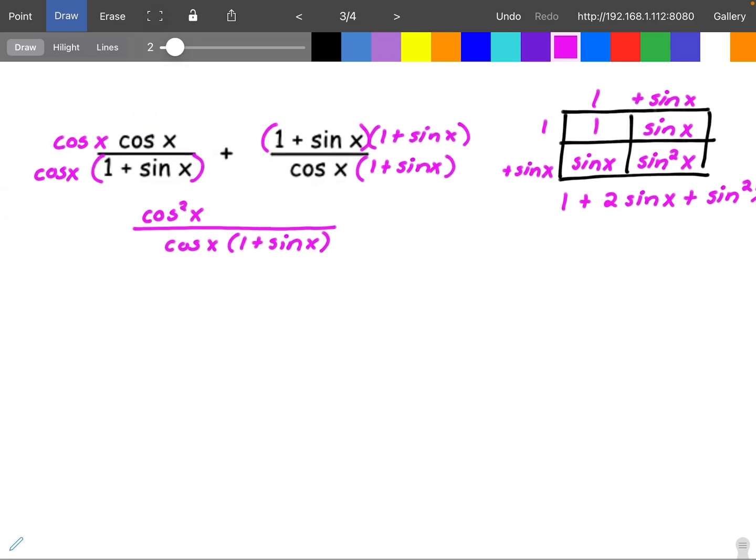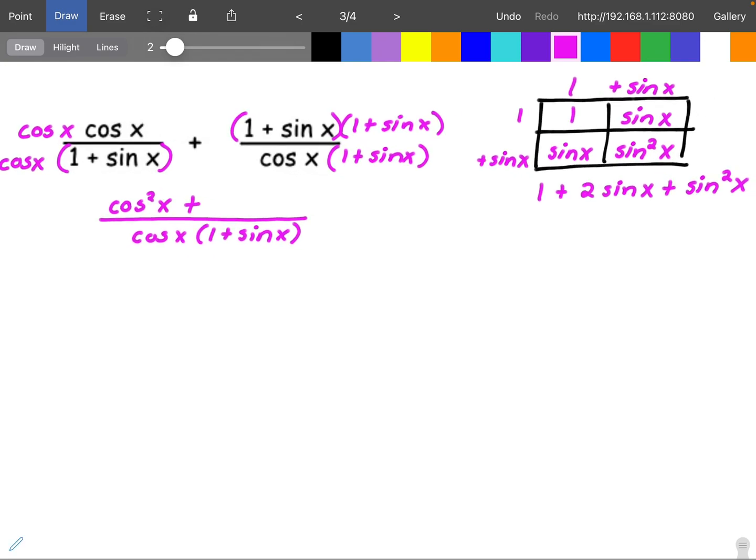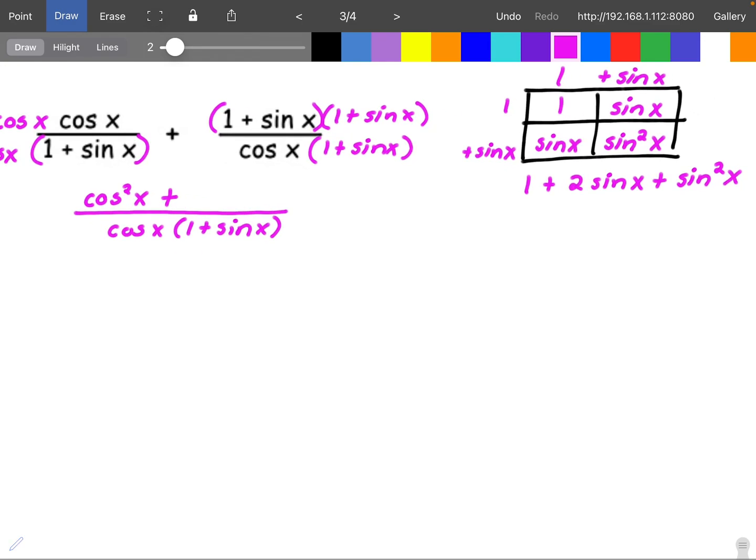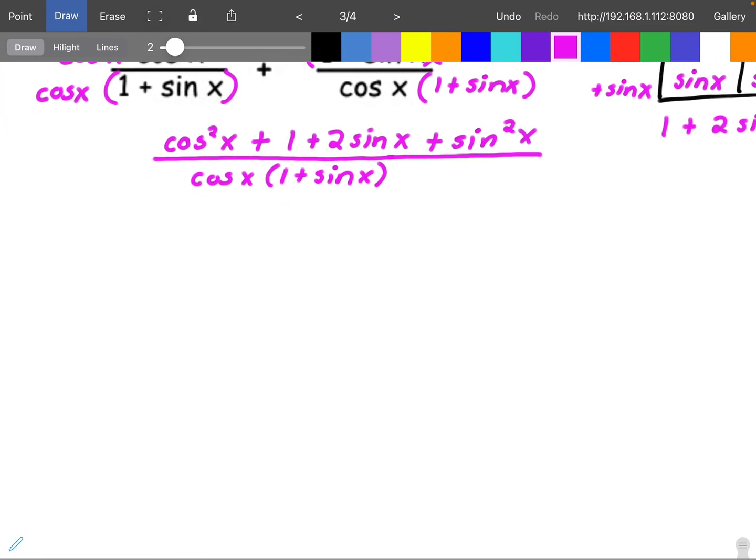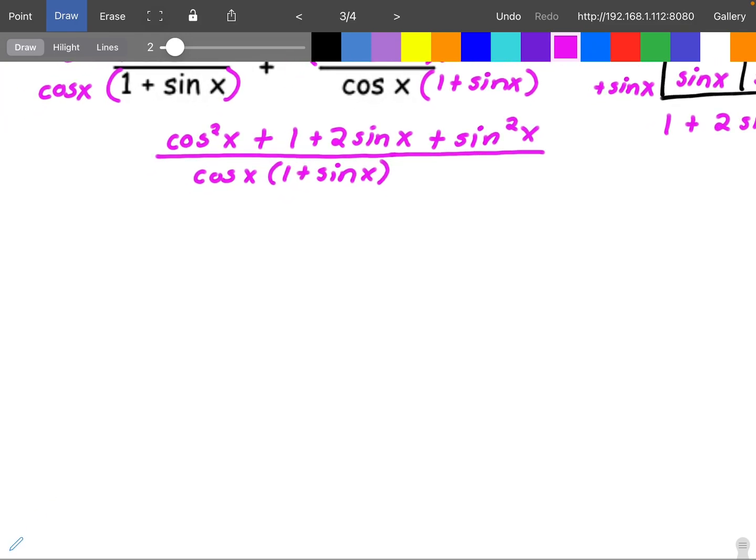So then I'm going to go ahead and put that into my fraction. So I have the numerator from the first one plus, and then the numerator from my second fraction is all of that stuff that we multiplied out. So 1 plus 2 sine x plus sine squared x. And let me extend my fraction here. Okay, so it usually looks worse before it looks better.